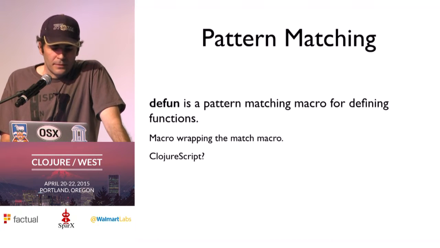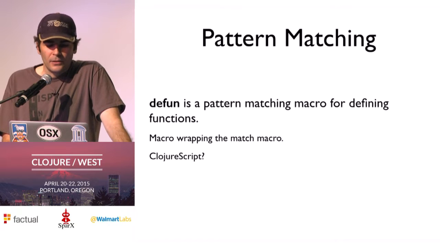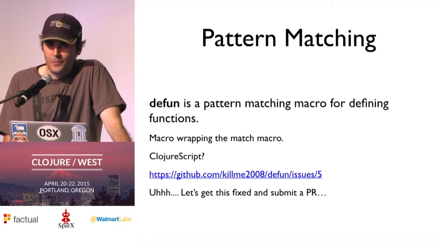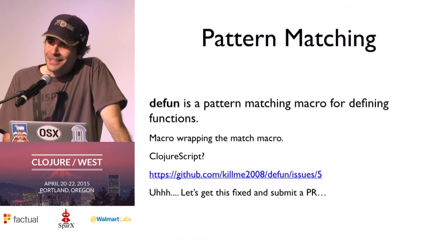So we've got our 2 pair of macros. We've got pattern matching everywhere we need it. Do we get this in ClojureScript? Unfortunately, we don't. We get a GitHub issue instead. So let's get this fixed.